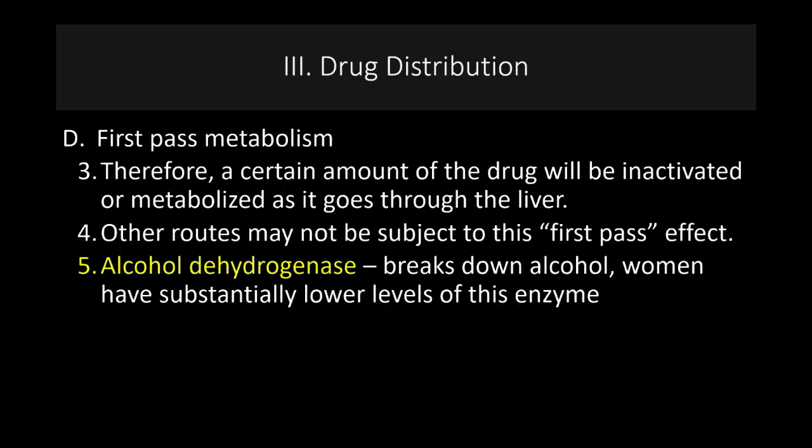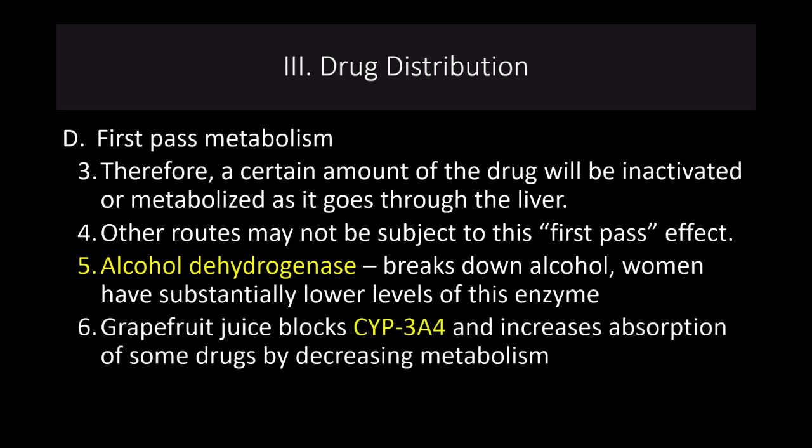So, as I mentioned in the previous lecture, alcohol dehydrogenase is an important part of how alcohol is metabolized. It breaks down alcohol in the GI tract and in the liver. And women have substantially lower levels of this enzyme, and so they have less first-pass metabolism and end up with much more alcohol being absorbed. There are a number of other issues with alcohol and gender differences, primarily having to do with muscle and fat ratios and how much blood volume. Men just tend to have a larger volume of blood.